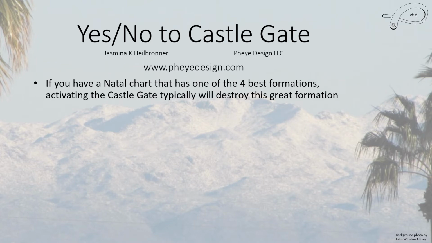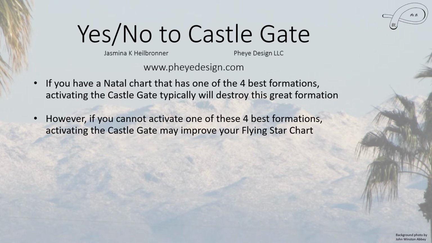So after all this, it basically boils down to this question: yes or no to actually using the castlegate. Basically, if you have a natal chart that has one of the 4 best or 4 strongest special formations, activating the castlegate almost always destroys this great formation. I don't know one that hasn't. So that would obviously be a no.